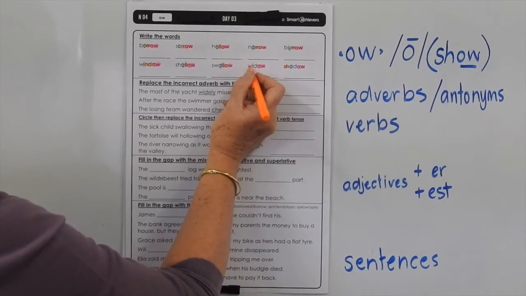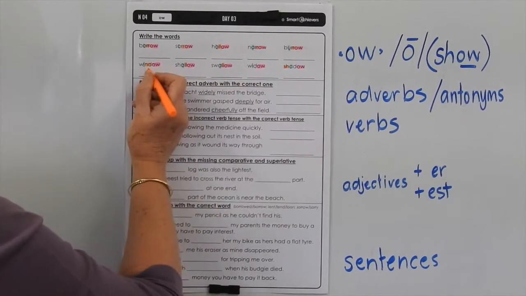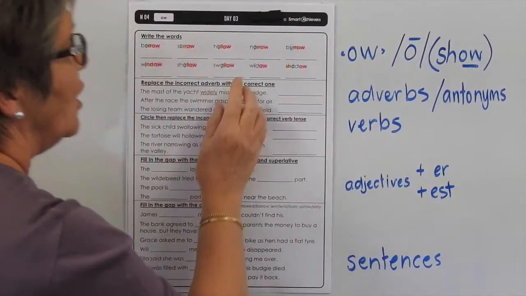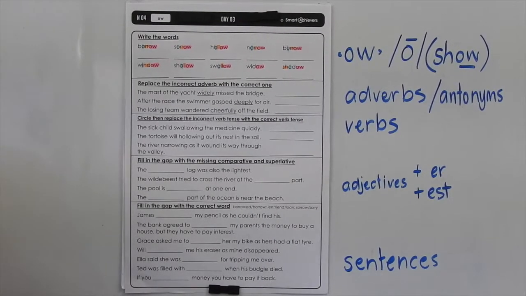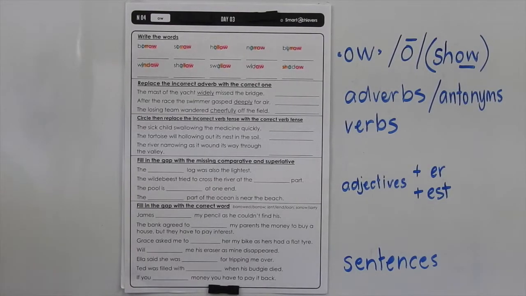Now to know that you're using just the W and not WH in widow and window, if you put your hand over your mouth and say window or widow, you can sense that there's no air after the W in either of them, so there's no H after the W in either of those words.